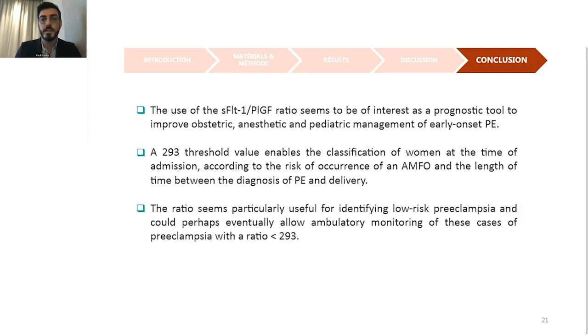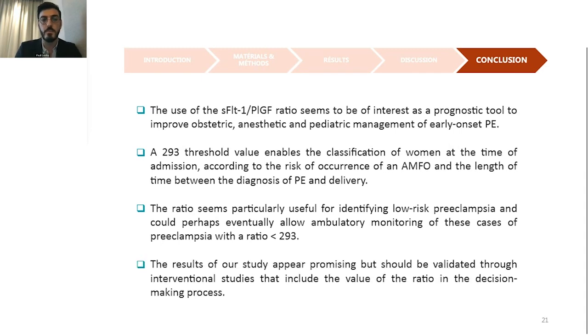This ratio seems particularly useful for identifying low-risk preeclampsia and could perhaps eventually allow ambulatory monitoring of these cases, just a hypothesis, when the ratio is in the lower range. The results of our study obviously appear promising, but should be validated through interventional studies that include the value of the ratio in the decision-making process to propose an individual management of preeclampsia for each woman.